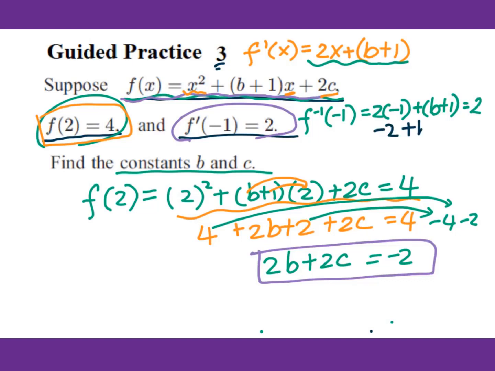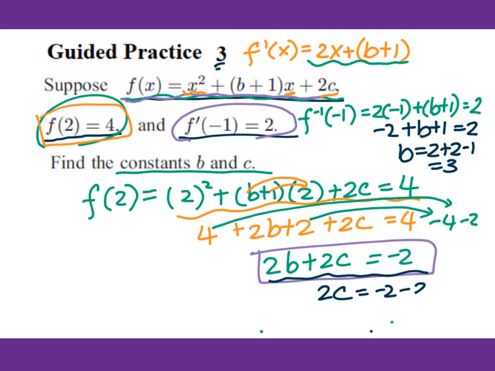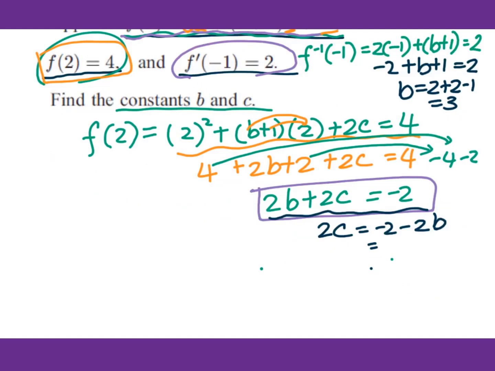Negative 2 plus b plus 1 equals 2. Then b equals 2 plus 2 minus 1, which equals 3. If b equals 3, then we check here. 2c equals negative 2 minus 2b. We plug in here, and you will get negative 2 minus 2 times 3, which is negative 8. So c equals negative 4.